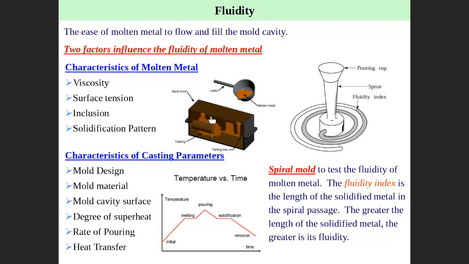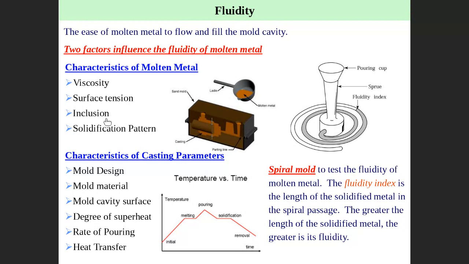So what is our target? To increase fluidity. All the time our target is to increase fluidity. Higher fluidity is better. There are factors affecting fluidity, which is the viscosity of the material. Definitely metal with higher viscosity has lower fluidity. Then the surface tension of the liquid: higher surface tension means it is difficult to move, so fluidity is low.